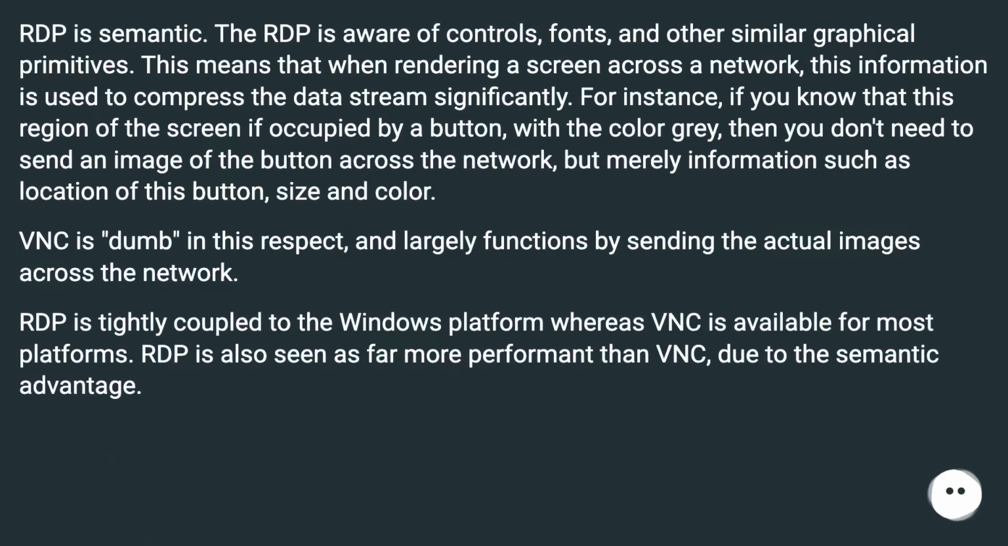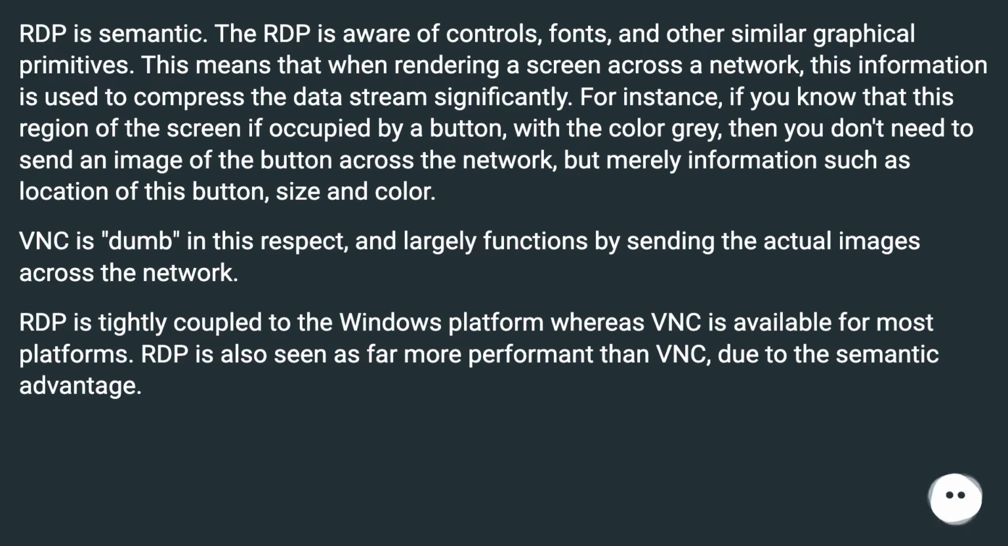RDP is semantic. RDP is aware of controls, fonts, and other similar graphical primitives. This means that when rendering a screen across a network, this information is used to compress the data stream significantly. For instance, if you know that this region of the screen is occupied by a gray button, then you don't need to send an image of the button across the network, but merely information such as the location, size, and color of this button. VNC is dumb in this respect, and largely functions by sending the actual images across the network.